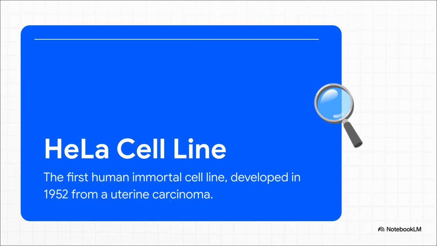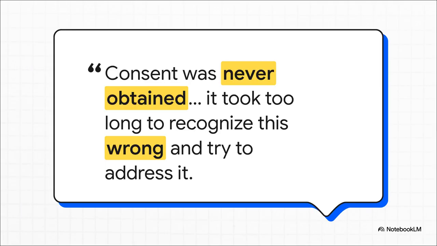And when you talk about immortal cell lines, there's one that stands above all the rest: HeLa. Established way back in 1952, this was the very first time scientists managed to keep human cells dividing and thriving outside the body. It wasn't just a breakthrough, it completely revolutionized medicine. But the story of HeLa is also a really powerful and complicated one. These cells were taken from a woman, a real person named Henrietta Lacks, without her knowledge or her consent.